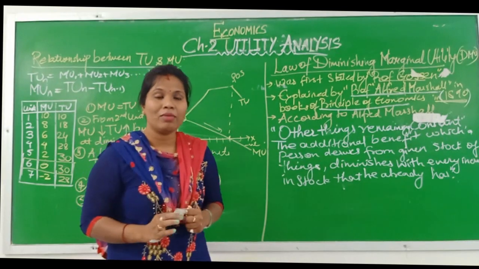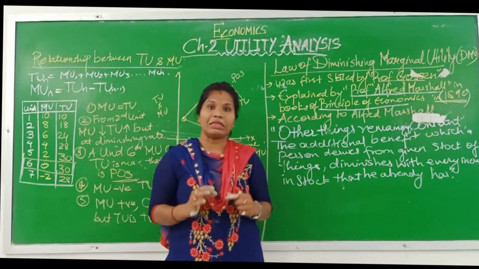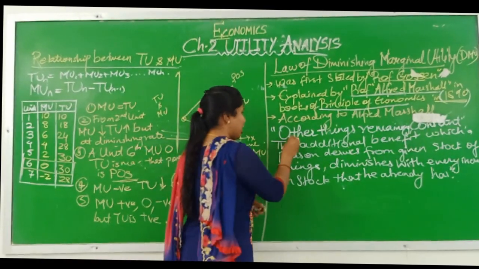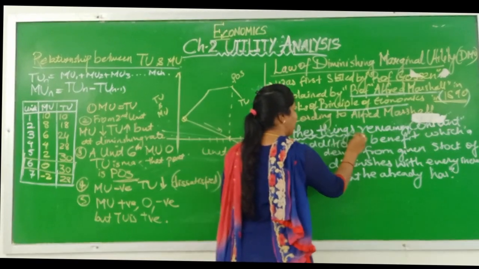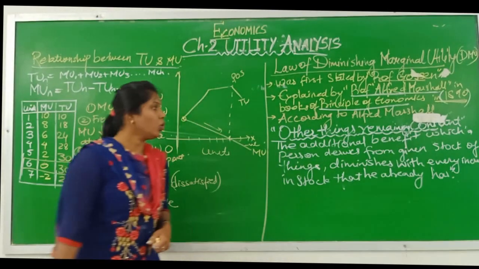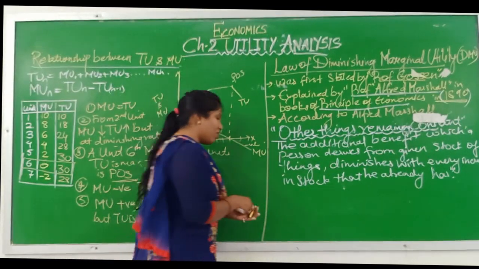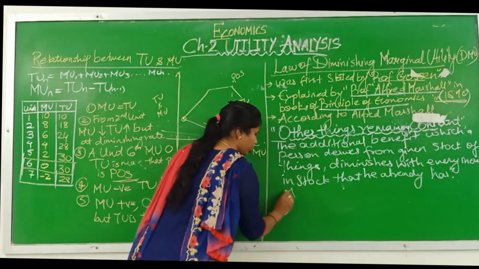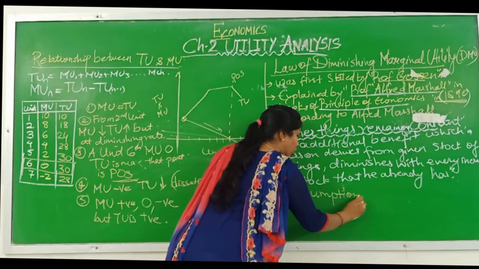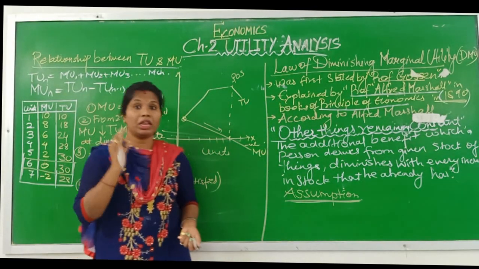Okay, so this was the law. I'll give you some time to read page number 11. Understand the law. Then we will see what this 'other things remaining constant' means. I will explain what it means; it means some assumptions. I will explain what those assumptions are, but before that, I'll give you time to read the law.